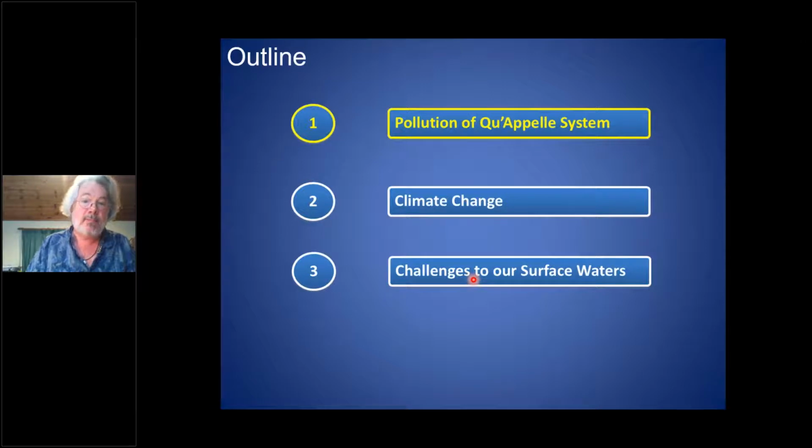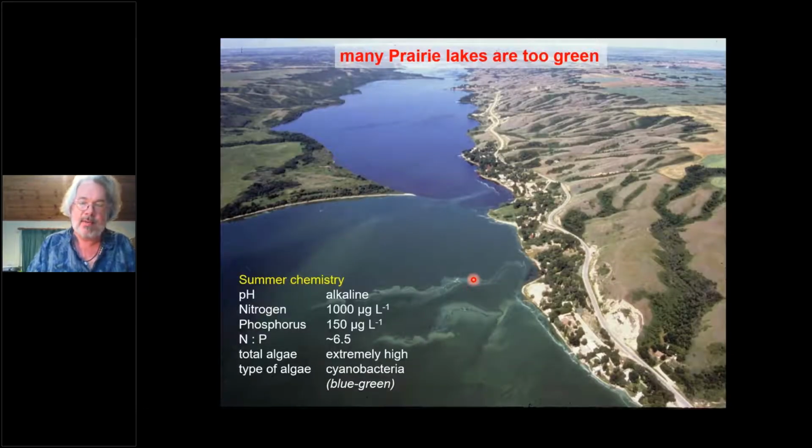So here's the problem. Most of our prairie lakes are too green, and there are a lot of reasons. They're alkaline, which favors a type of algae called cyanobacteria or blue-green algae. They're very nutrient rich, lots of nitrogen and phosphorus. If you like your fertilizers, you'll recognize these names. And typically there is too much phosphorus in the ratios of these, and that produces this sort of blue-green scum on the top of the lakes.